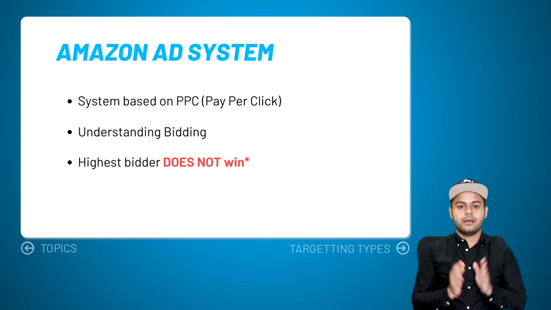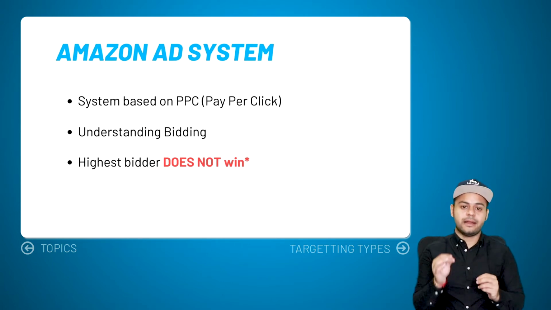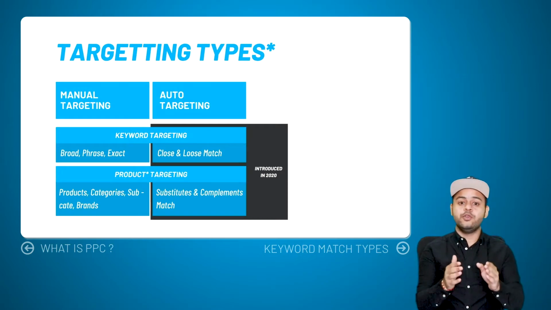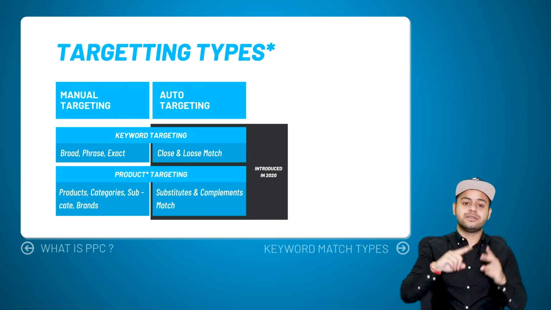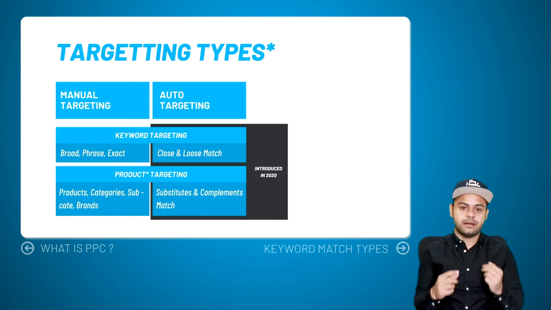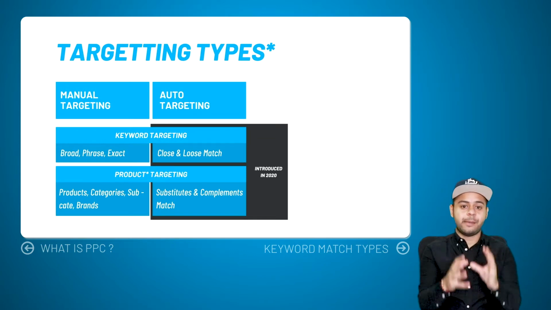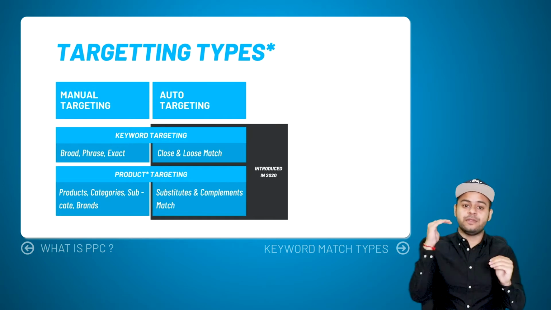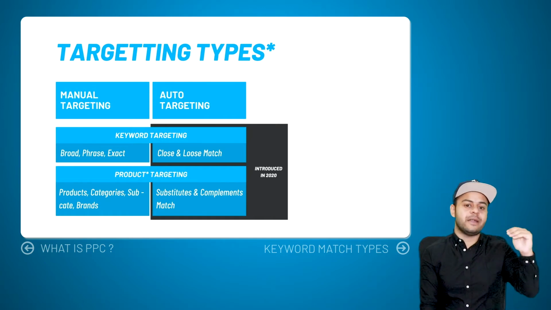Let's keep moving forward. Now let's quickly take a moment and understand the two primary targeting types. On Amazon, you can target customers in two ways. One, you can be the decision maker, which means that you can manually tell Amazon, hey, I want to show my ads for these keywords, or on these products, or against these brands.